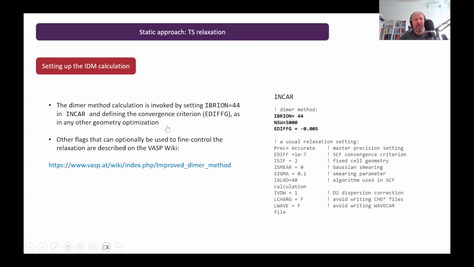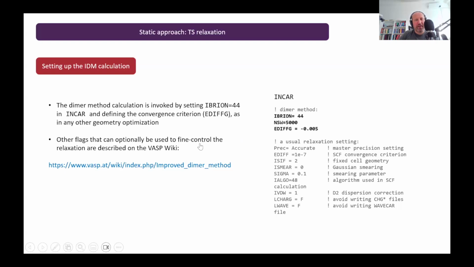That's the POSCAR file. Then we need to define IBRION = 44 in the INCAR file. By that, we tell VASP that we wish to run a dimer method calculation. We also need to specify our relaxation criterion as usual using EDIFFG. This is the criterion I'm using. The negative sign means that the forces acting on atoms must be smaller than this value, 0.005 eV per angstrom. This is a relatively strict relaxation criterion.